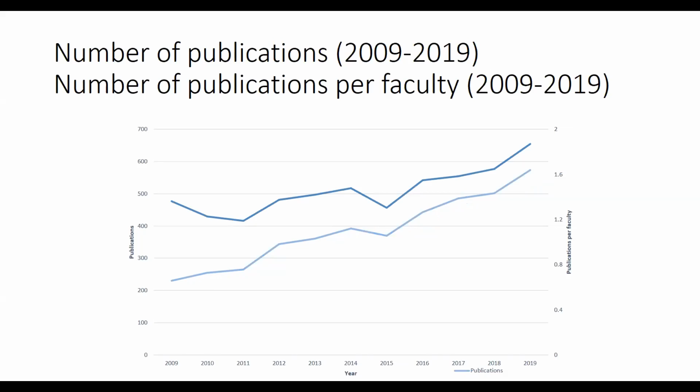This is the number of publications per faculty. We wanted to account for the increased number of faculty, because one could assume that the number of publications has increased simply because of the increase in the number of faculty. Although we had an increased number of faculty from 169 to about 307 faculty over the same period, the number of publications per faculty went from 1.36 to 1.87, which is a 40% increase.